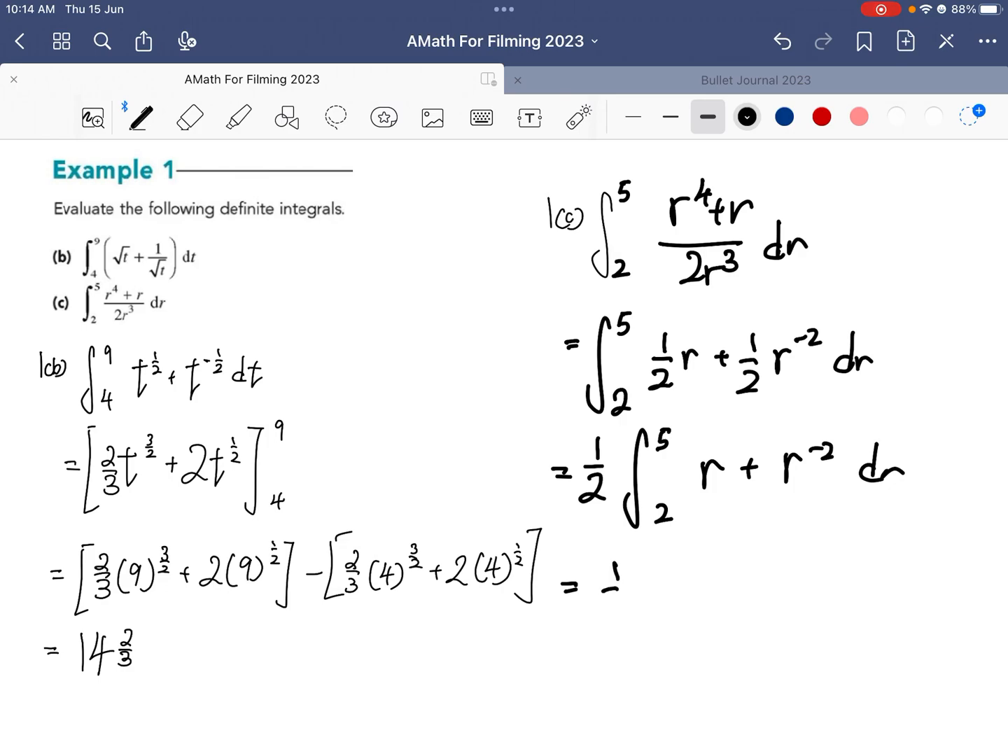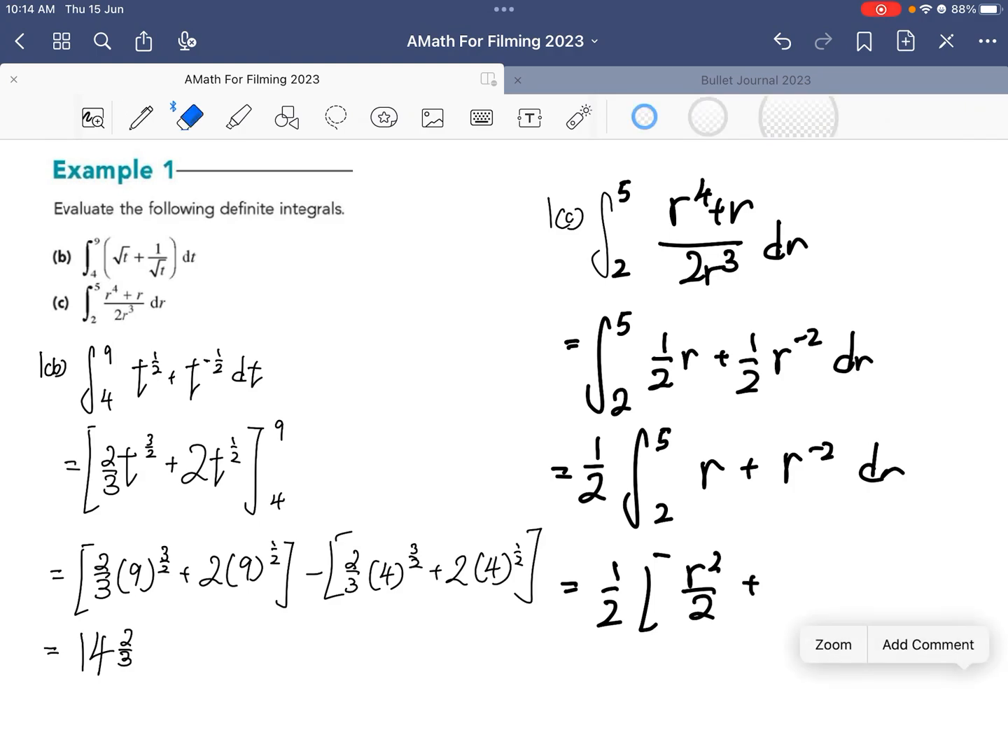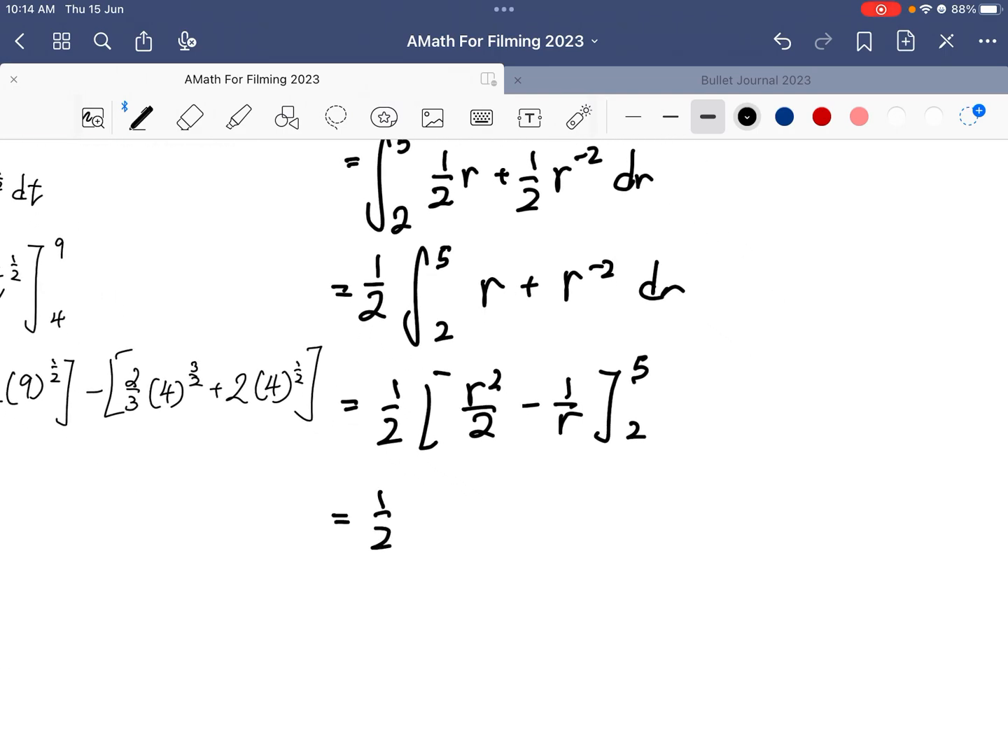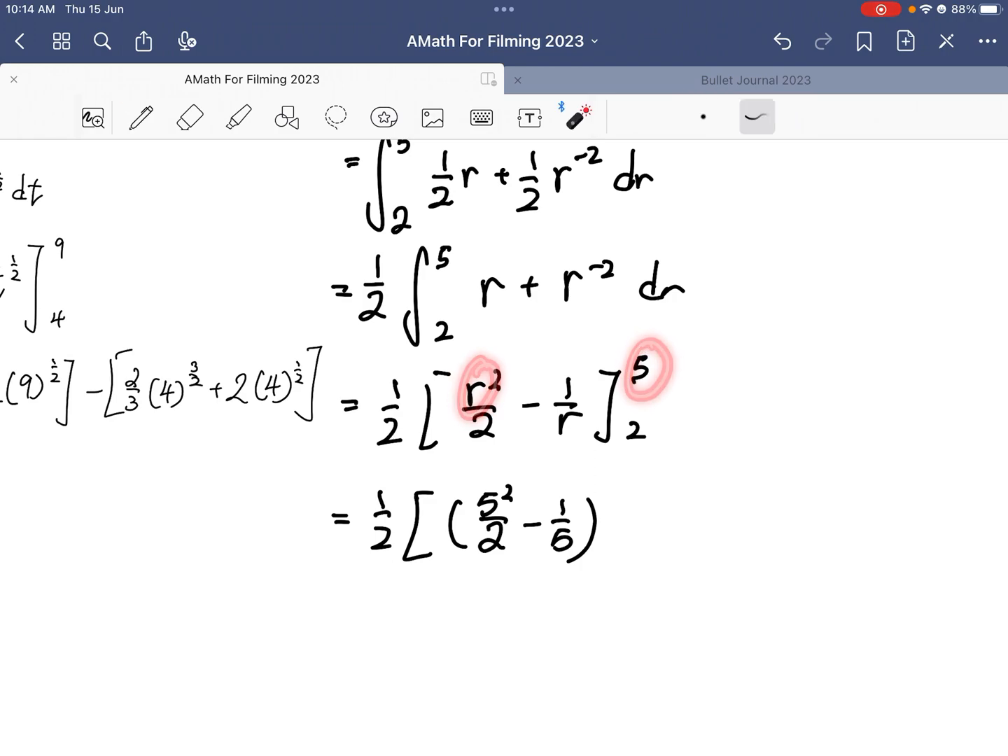Then I start to do my integration. So r integrated is r squared over 2, r to the power -1 plus 1 divided by -1. So what I will get here is negative 1 over r, and the limits are 5 to 2. So what we do here is half. Now we use the 5 value, so it's 5 squared over 2 minus 1 over 5. I'm substituting r into 5 over here.